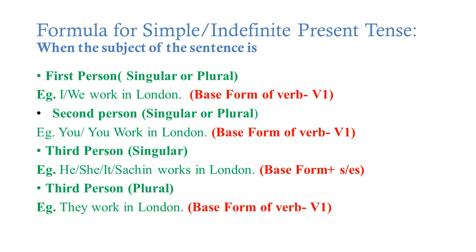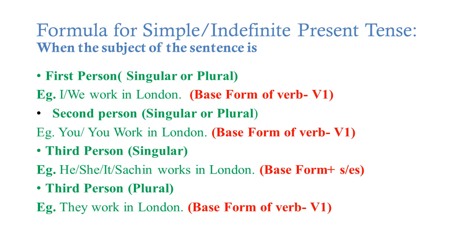The second person. When the subject is second person, singular or plural, we use the base form of the verb as it is. We call it V1. You work in London, you work in London.